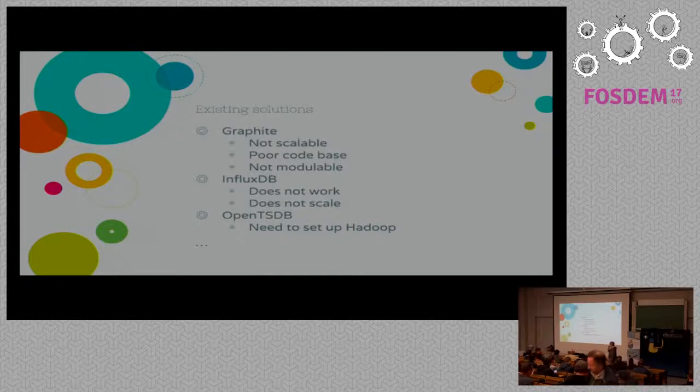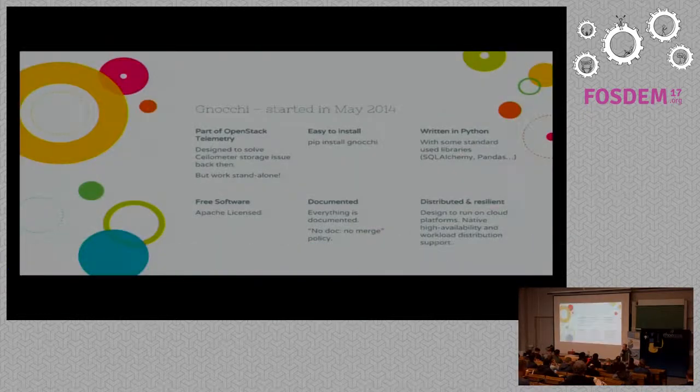OpenTSDB is another solution. You need to set up Hadoop. You have new things since a couple of years, like Prometheus, which I think uses Cassandra, which is not an option for us too, because nobody wants to set up Cassandra or Hadoop nor anything like that. So we had to create something from scratch, which we call Gnocchi. It's part of the OpenStack project, but it's really not part of OpenStack in terms of dependencies. It works standalone by default. It's like a standard database.